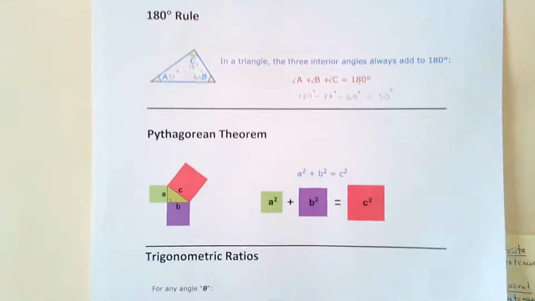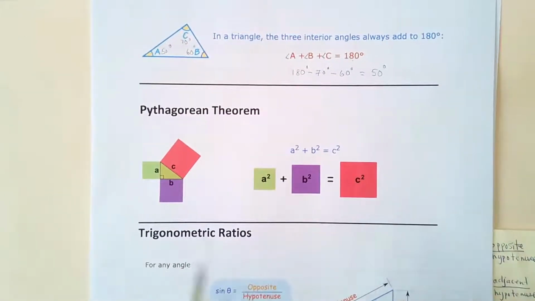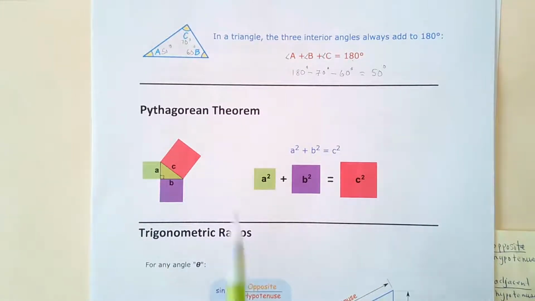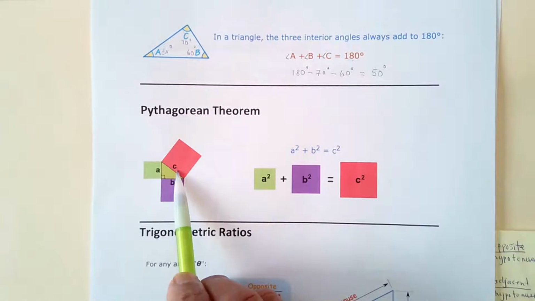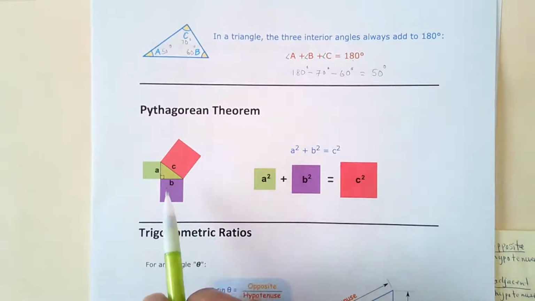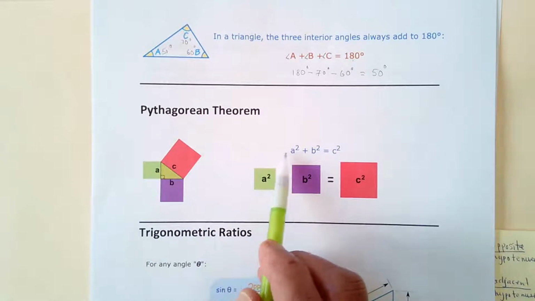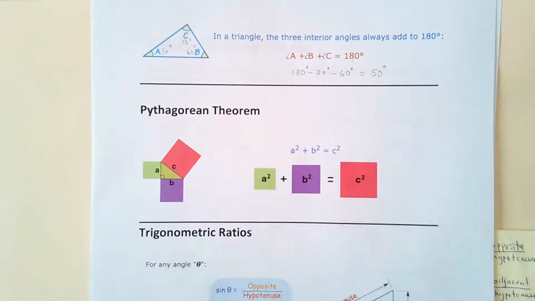Then we looked at the Pythagorean theorem. It says that if we have a right angle triangle, and it only applies to right angle triangles, the square of the hypotenuse, which is along the side here, is equal to the sum of the squares of the other two sides, a squared plus b squared.